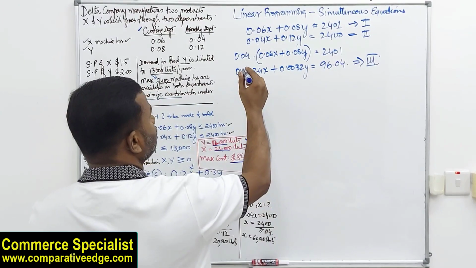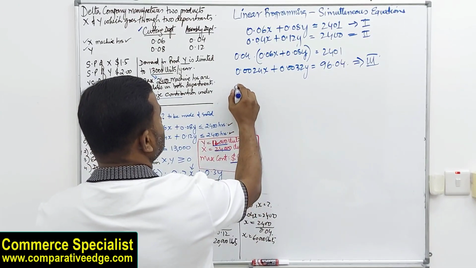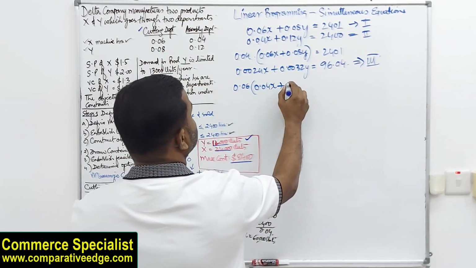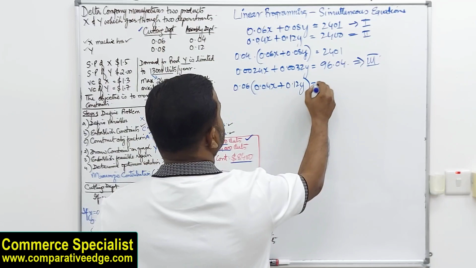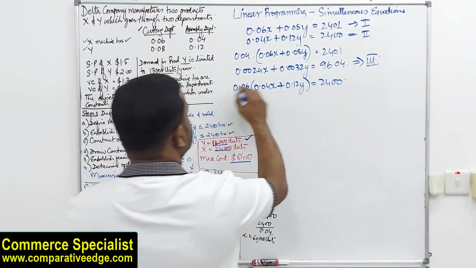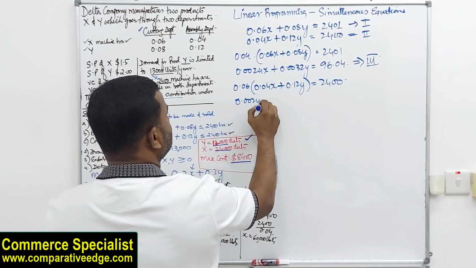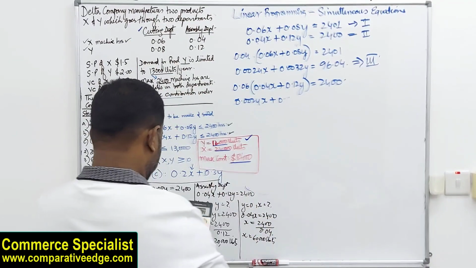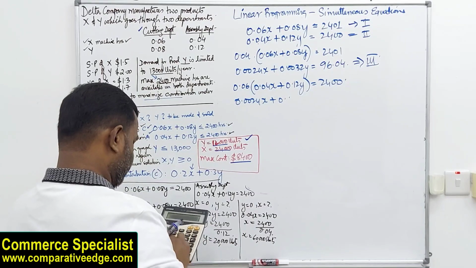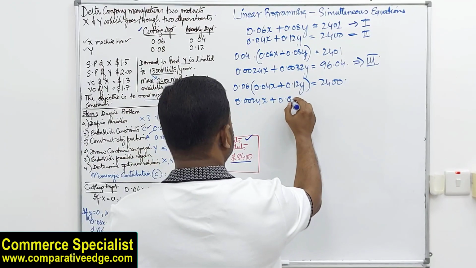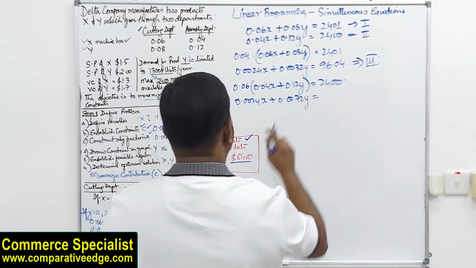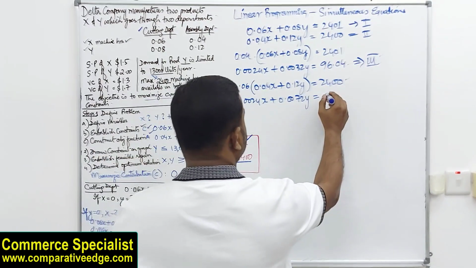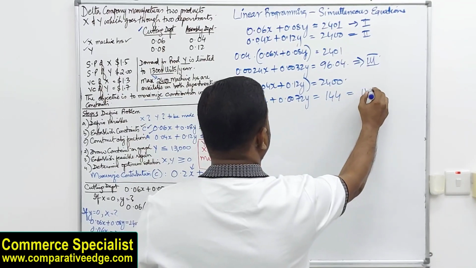Now I'm taking equation 2 multiplying by the coefficient of equation 1. So it is 0.06 into 0.04x plus 0.12y equal to 2,400. So this will give me again 0.0024x plus, 0.06 into 0.12 is 0.0072y is equal to 0.06 into 2,400 will give me 144. This will become equation 4.